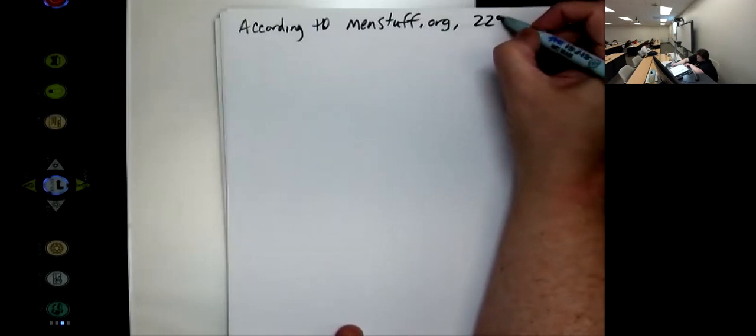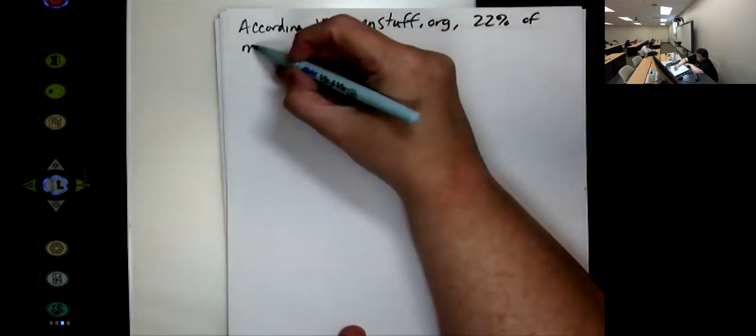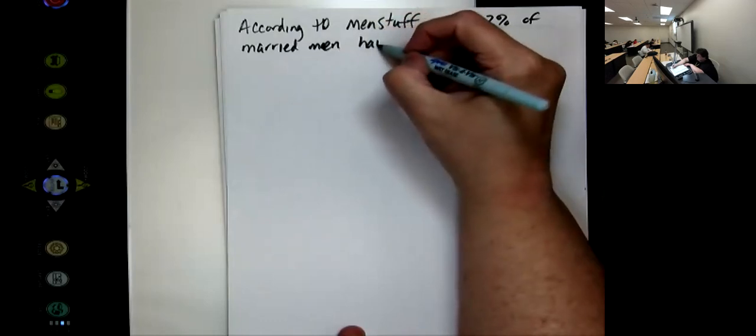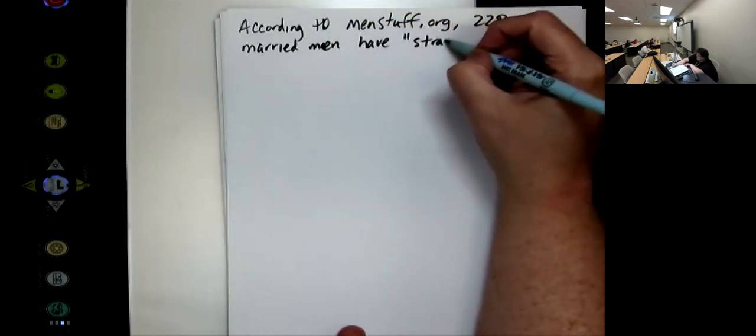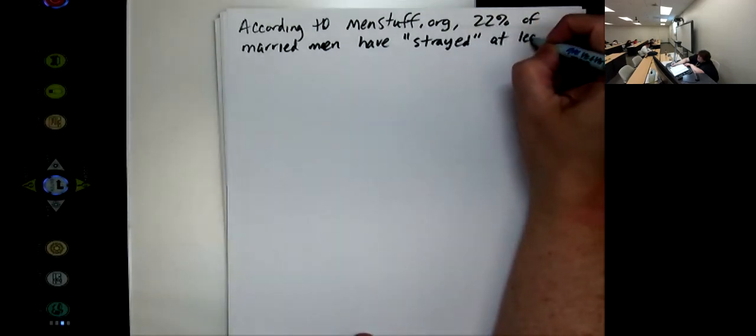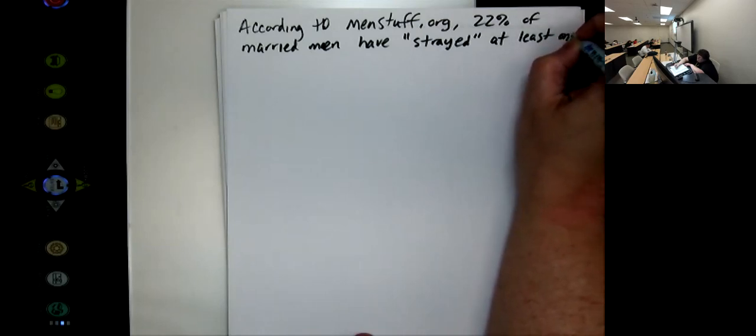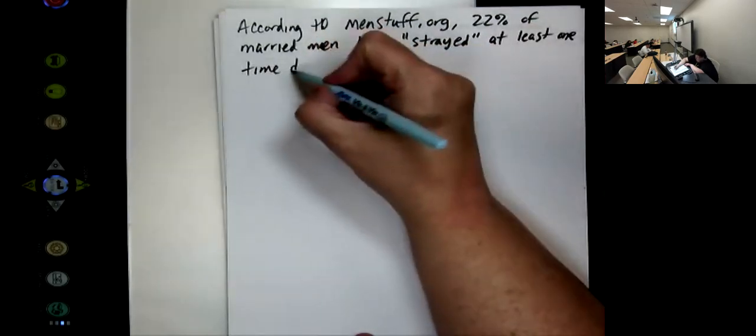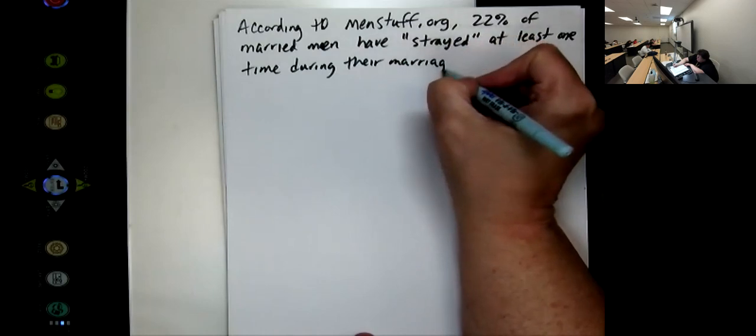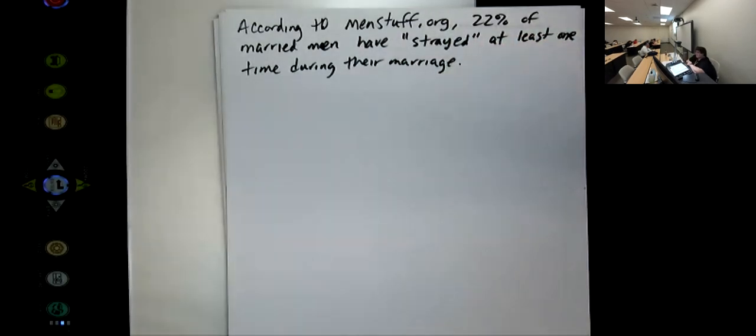22% of married men have, and they put in quotes, strayed at least once during their marriage. So they'd be cheating bastards. This is what that says. 22% of married men have strayed at least one time during their marriage.